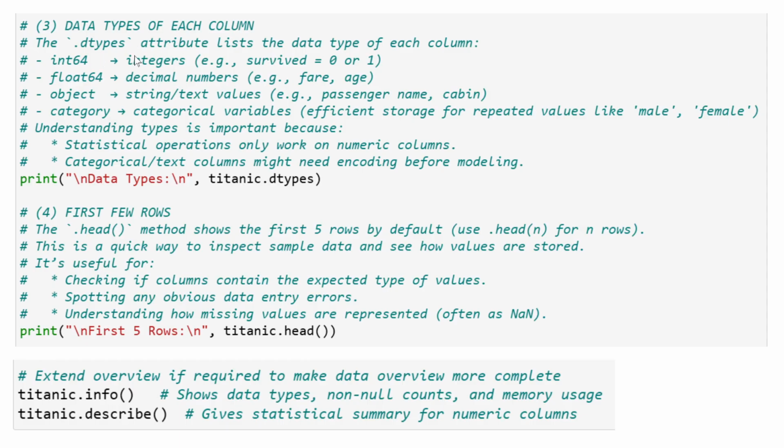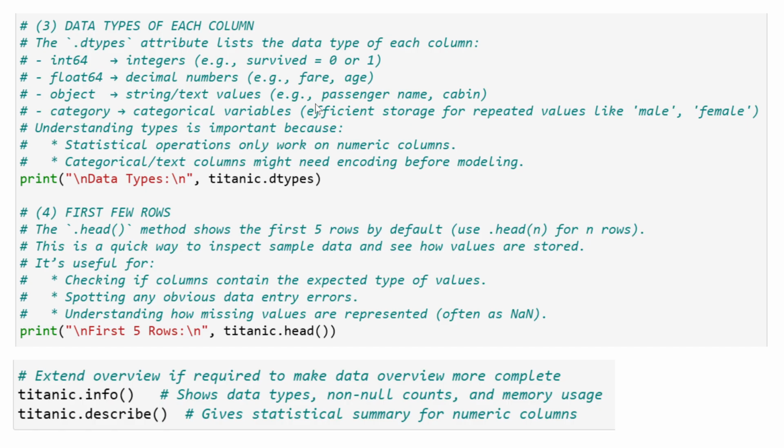So I'm going to use the dot dtypes attribute. This will list the data type of each column. For example, I have the column named survived, which has entries of 0 and 1, so it is of type integer. It has the data type int64. Then I have float64, which consists of decimal numbers. For example, the age column and the fare column, right?